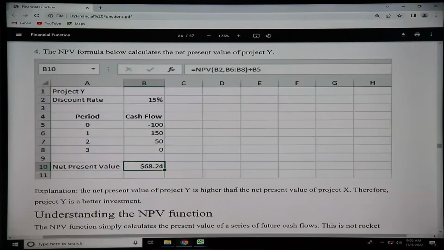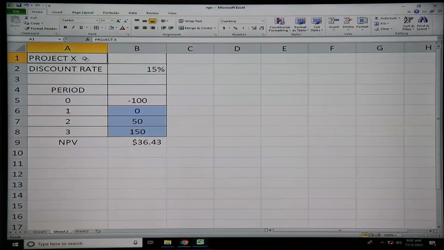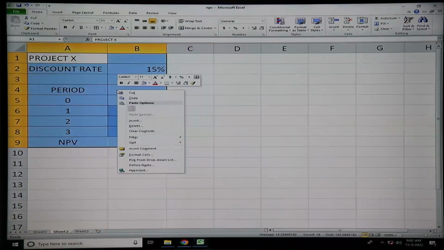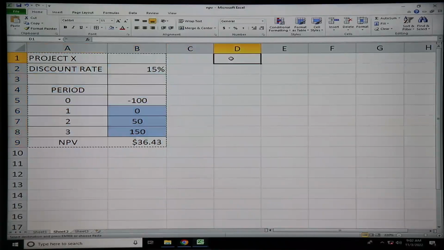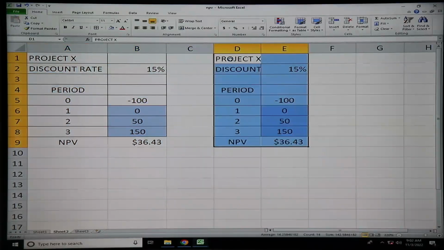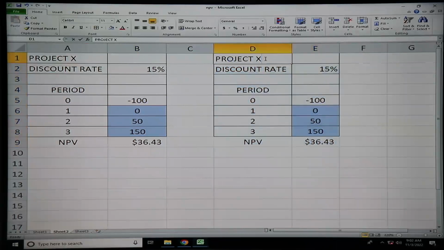So let's see whether this one will behave that way if you change those values in our project. This was project X. You want to copy this, you can even try that. You copy this data, jump one cell, and paste there. Then you can name this project as project Y. The rate of return still remains the same. The cash flow still remains the same. That is cash flow, and we can name this one initial investment.